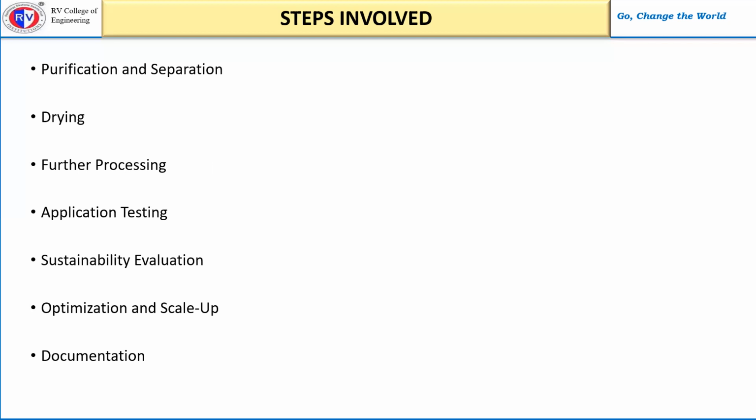Then the nanomaterial will form and the characterization should be done. The characterization may be done using X-ray diffraction, transmission electron microscopy known as TEM, or FTIR, that is Fourier transform infrared spectroscopy. The next one is purification and separation. The synthesized nanoparticles are purified to remove excess reagents, and drying must be done at a specific temperature for a particular time. Then further steps will be involved like further processing, testing and evaluation, and optimizing and scaling up, which is nothing but optimizing the process parameters for improved yield and documentation.